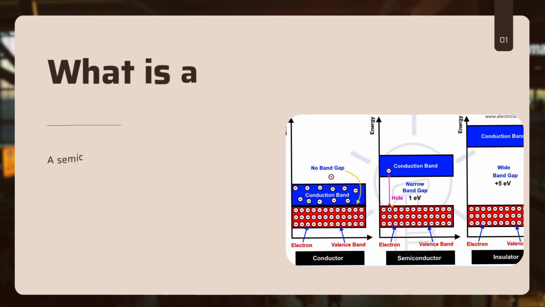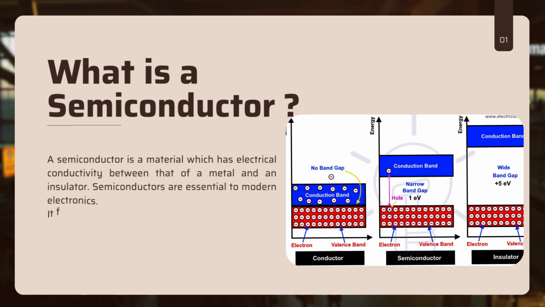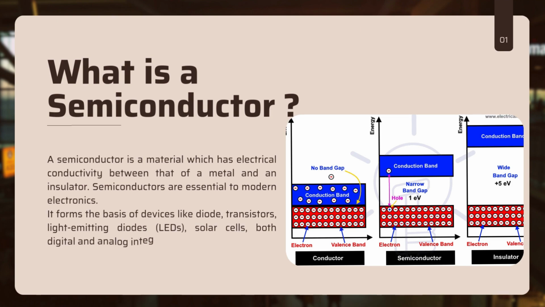So, what is a semiconductor? In the previous lecture of this module, we learned that a semiconductor is a material which has electrical conductivity between that of a metal and an insulator. Semiconductors are essential to modern electronics. They form the basis of devices like diodes, transistors, light-emitting diodes, solar cells, both digital and analog integrated circuits, etc. Now we will broadly discuss the diode.